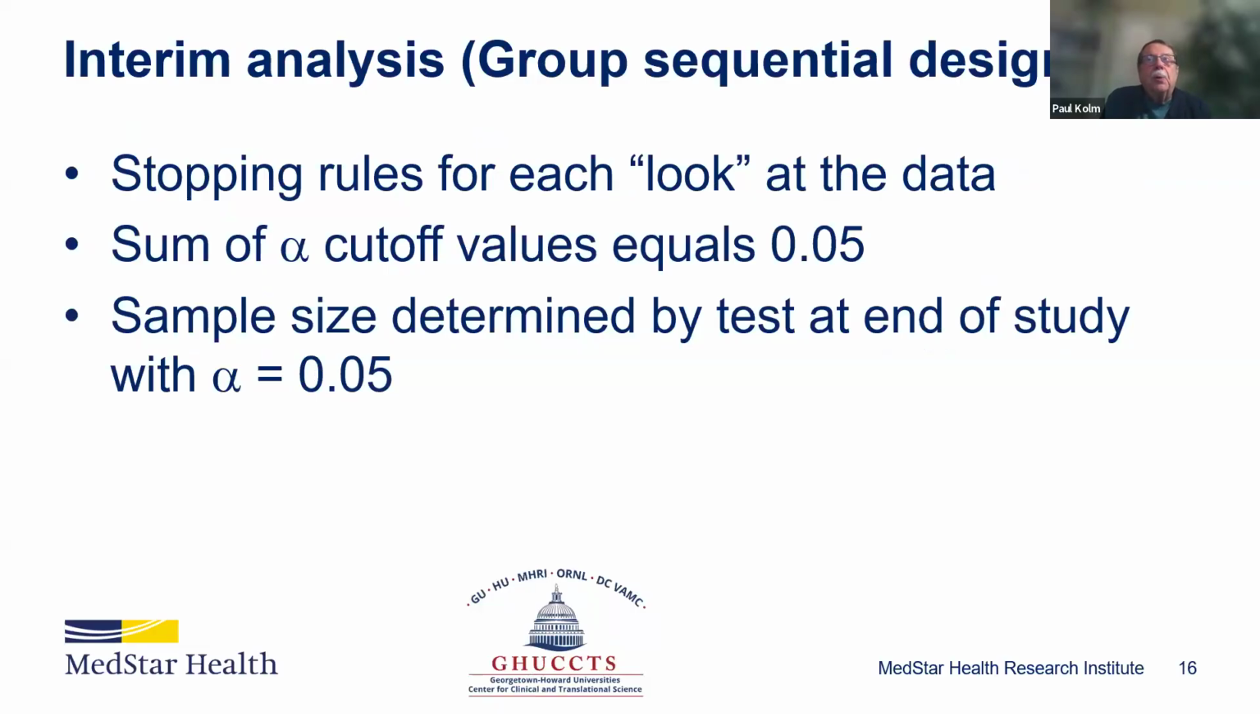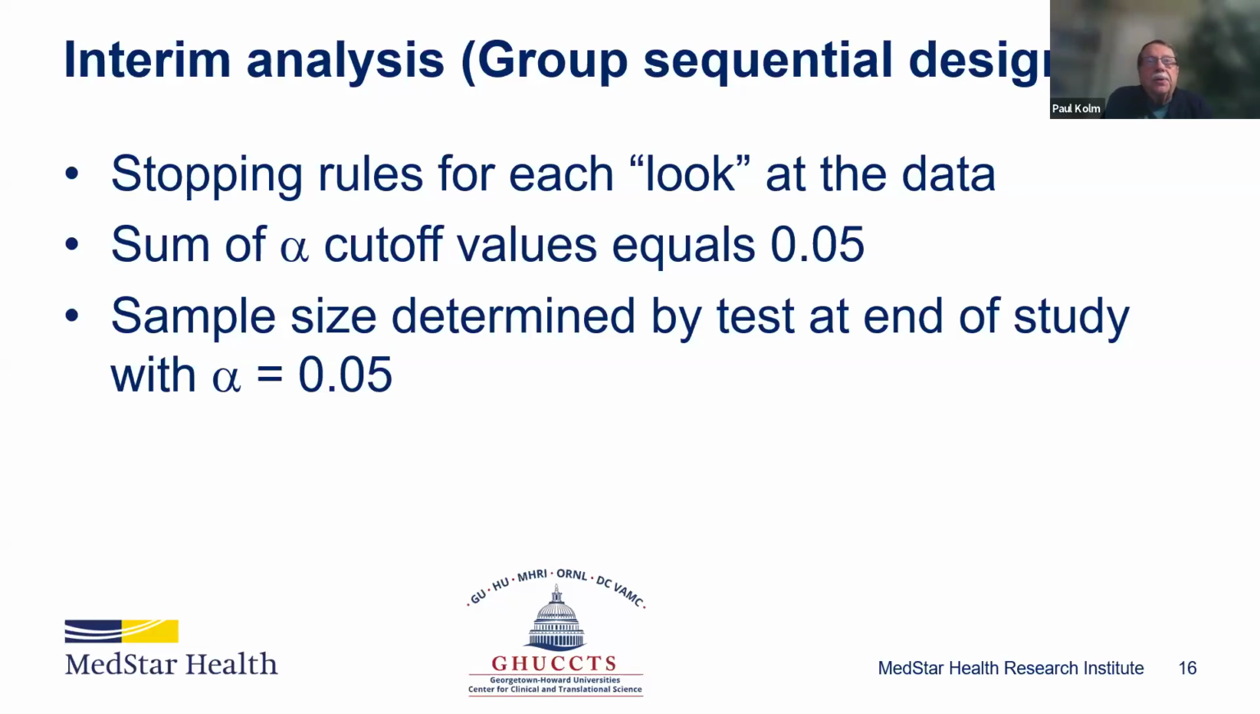So in the group sequential designs, we're going to calculate stopping rules for each look at the data. And by stopping rules, we're going to stop if it turns out that it's superior, or we're also going to calculate rules for stopping for futility. And basically, if you do a two-sided test with equal probabilities of the difference being either positive or negative, then the sum of all the cutoff values we want to equal about 0.05.